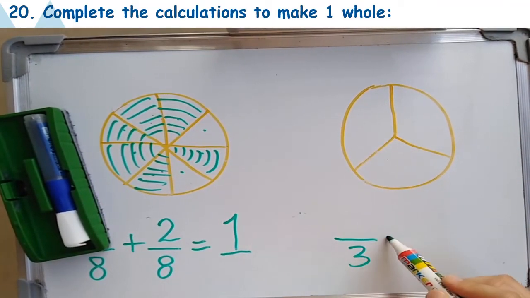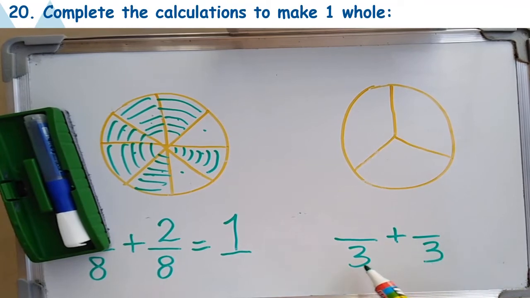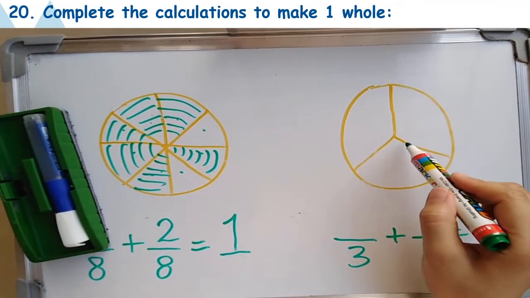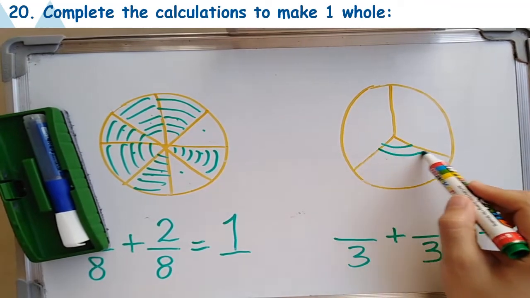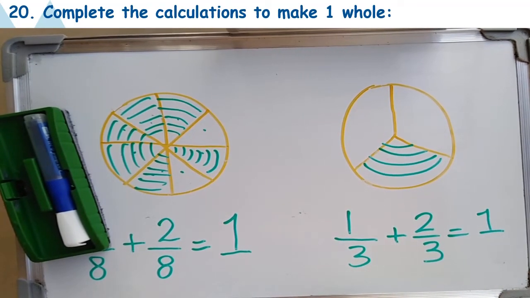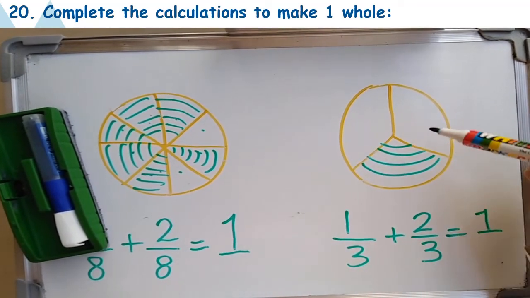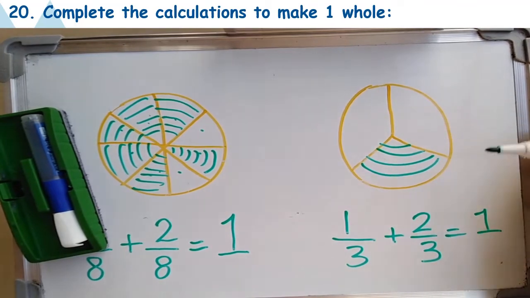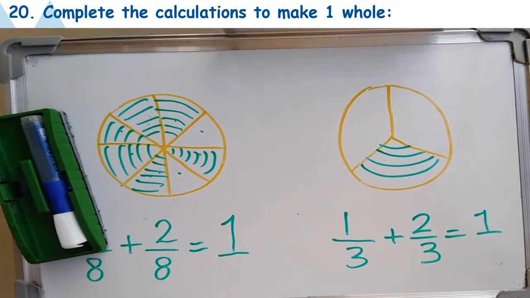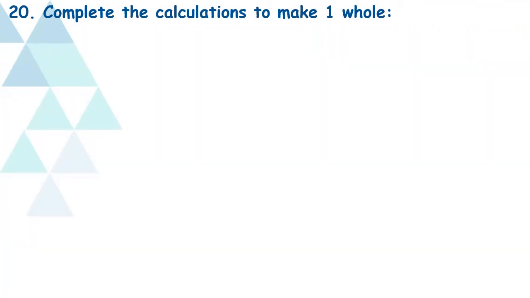For the second fraction, I have 3 parts, so both fractions' denominators will be out of 3. I can start by shading only one area, and the unshaded parts will be 2 out of 3. 1 out of 3 plus 2 out of 3 are equal to 1. I can shade another one, but I'm going to have the same fractions in both cases.